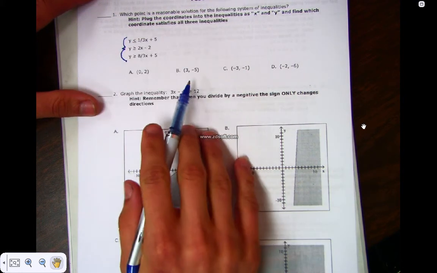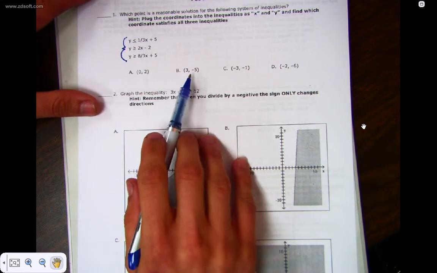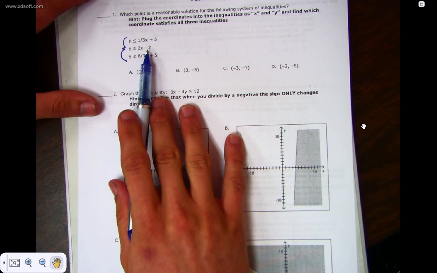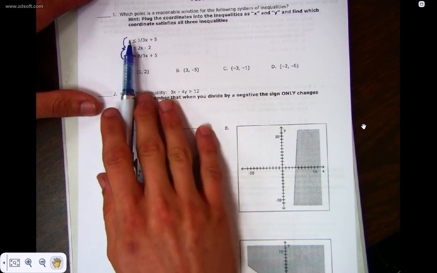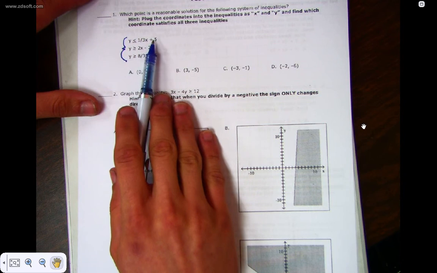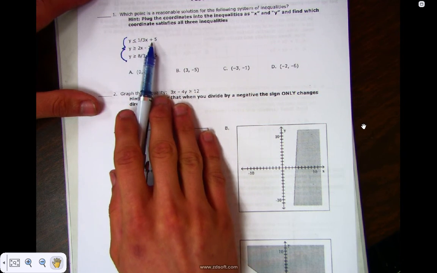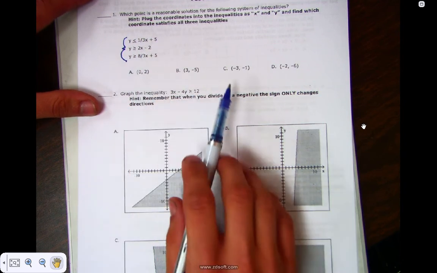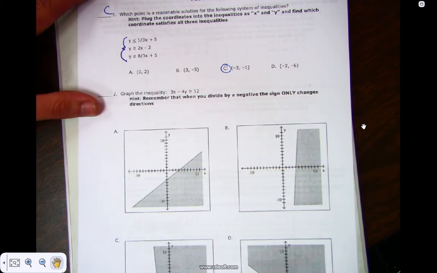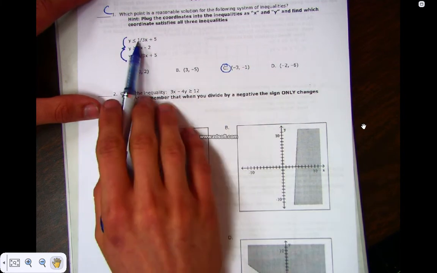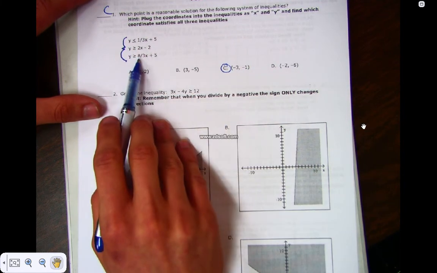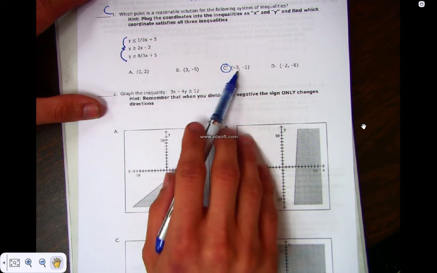In order for one of these points to be reasonable, it has to satisfy all three inequalities. That means when I plug the point into the inequality as its y and its x, it's going to be a true statement for all three of them. So I'll show you the answer. The answer is C, and I'll show you why C is the right answer. Because if I plug C's coordinates into the first, second, and third inequality, it's going to satisfy all three of them. So here we go.